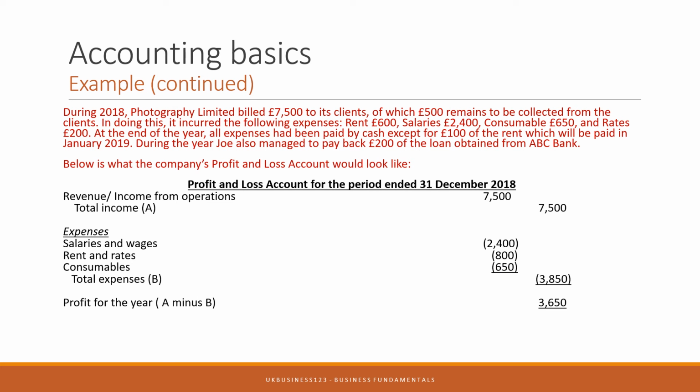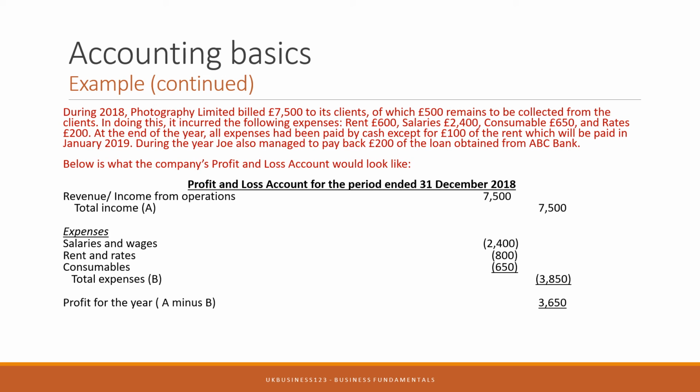During 2018, Photography Limited billed 7,500 to its clients, of which 500 remains to be collected from the clients. In doing this, it incurred the following expenses: rent, salaries, consumables, rates. At the end of the year, all expenses have been paid by cash except for 100 of the rent, which will be paid in January 2019. During the year, Joe also managed to pay back 200 of the loan obtained from ABC Bank.